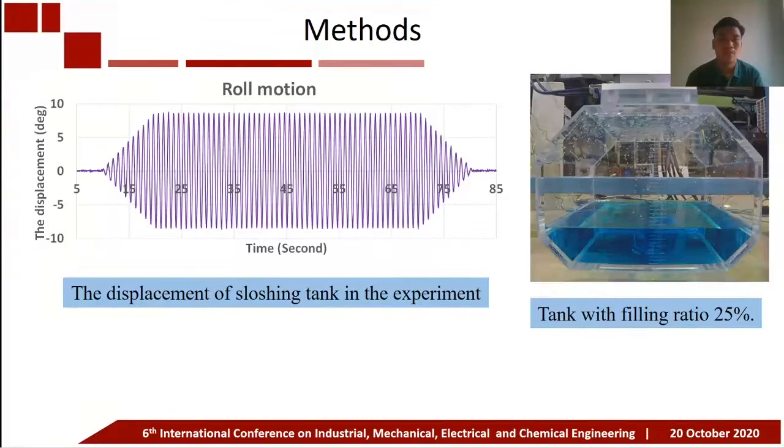This is the displacement graph of the sloshing tank in the experiment, and on the right side is the figure of the prismatic tank with 25% filling ratio.